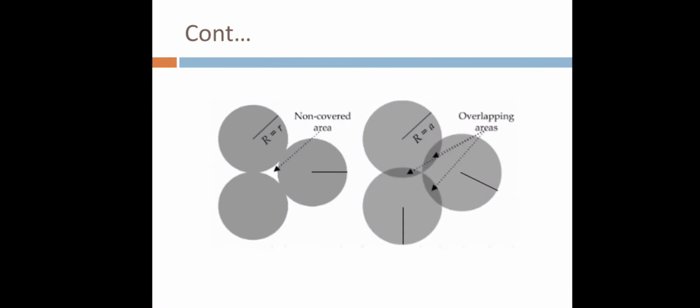So when we choose our cell shape as a circle, what are the issues? In the first figure, whenever all three cells meet together, a non-coverage area is available there, and when all three cells overlap each other, the overlapping area is there. At that particular area, our user is not receiving any kind of signals.